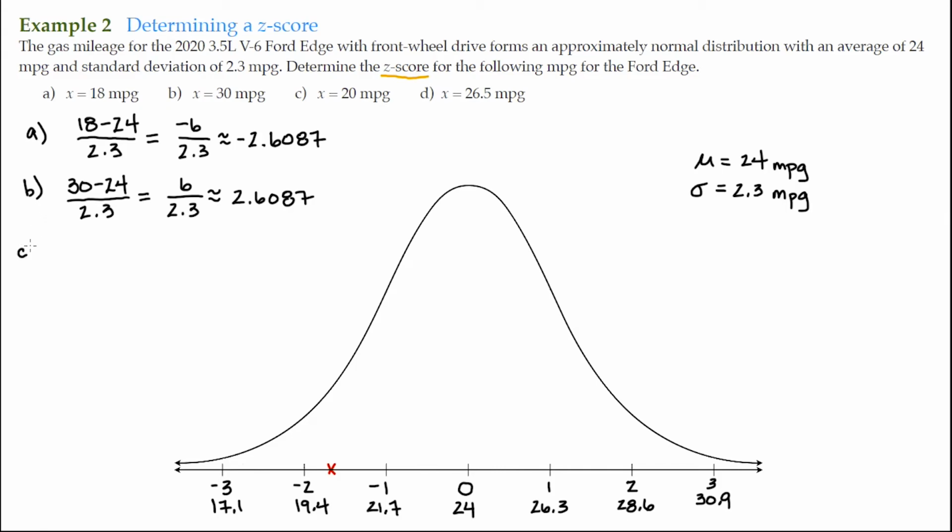So for C, we'll take our 20 minus our 24, and of course that's negative 4. We then divide by the standard deviation, 2.3. So that has a z-score of negative 1.7391. And there it is. We know that it's between negative 1 and negative 2. And there we go.